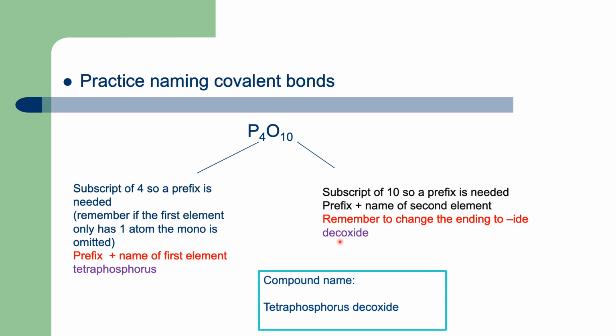And in this case, we have dropped that A so that we don't have the A and the O, but if for some reason you include it, I'm not going to mark that wrong. I'm going to recognize that you know that you need to use deca and then oxide, changing that ending. So when you look at this compound, the actual name is tetraphosphorus decaoxide.